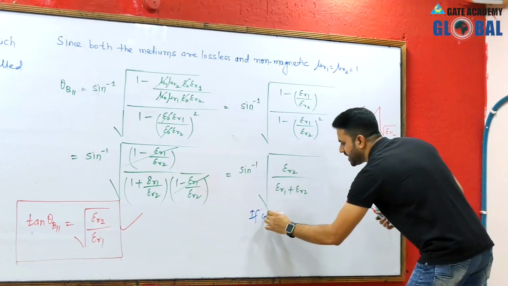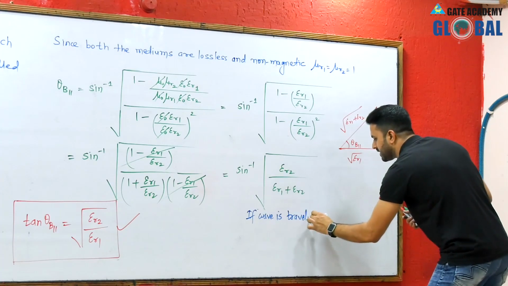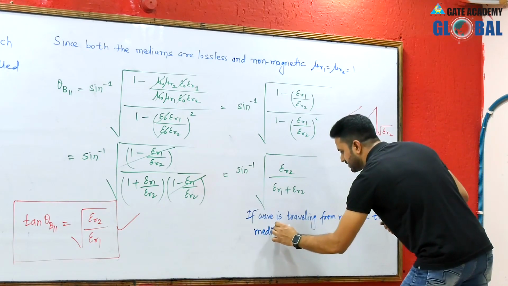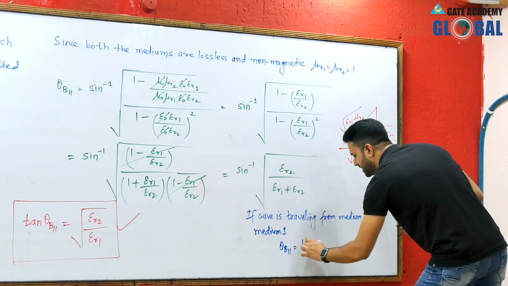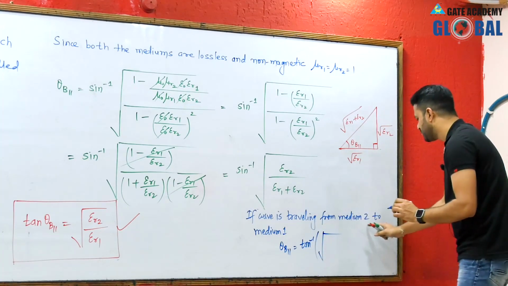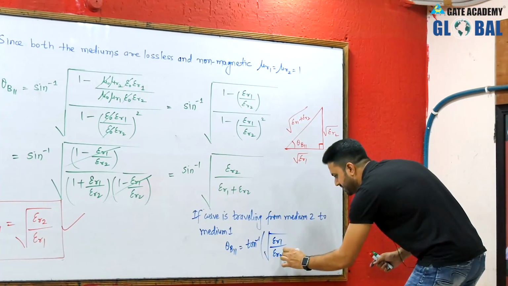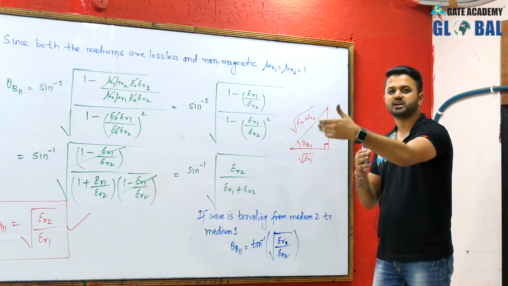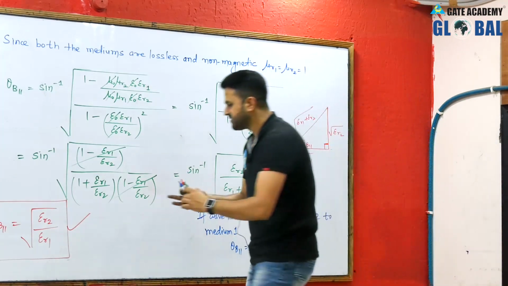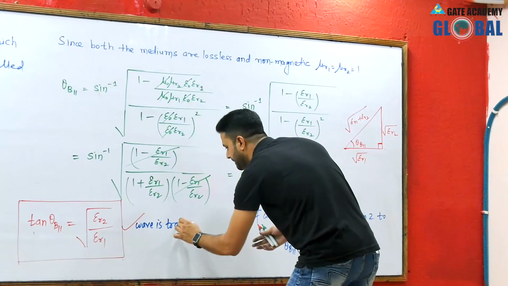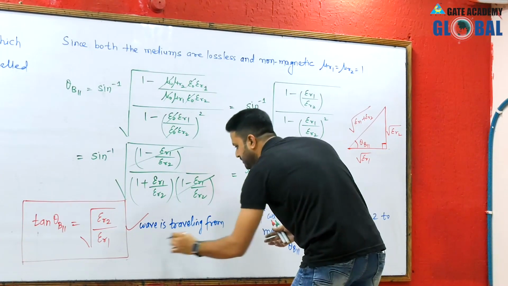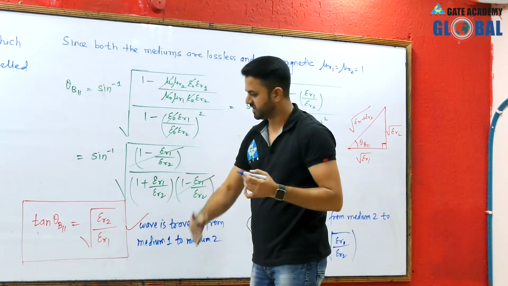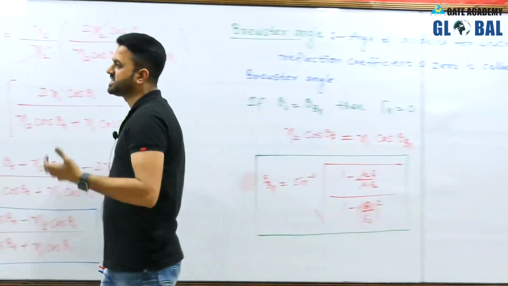If the wave is travelling from medium 2 to medium 1, theta b parallel will be tan inverse of the final medium over the initial medium, medium 1 divided by medium 2. This would be the Brewster angle. The wave is travelling from medium 2 to medium 1, so the ratio will be 1 to 2. And here the wave is travelling from medium 1 to 2, so the ratio will be 2 to 1. So this is all about the reflection coefficient, transmission coefficient and the Brewster angle.